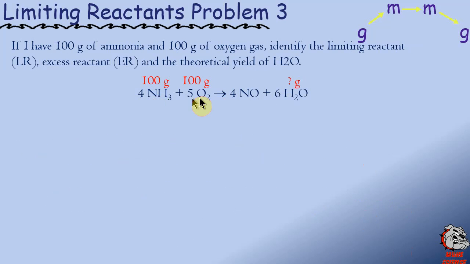Problem number 3. You've got ammonia, you've got oxygen, you've got 100 grams of each. How much water are you going to make? What is the limiter? What is the excess?